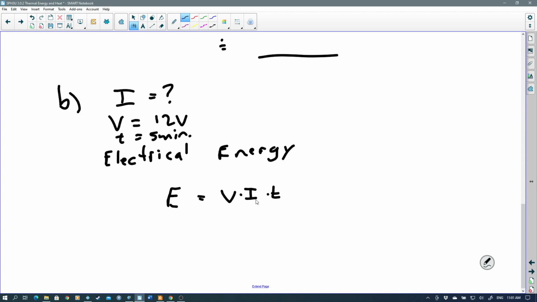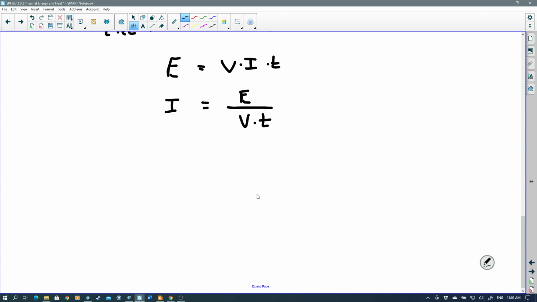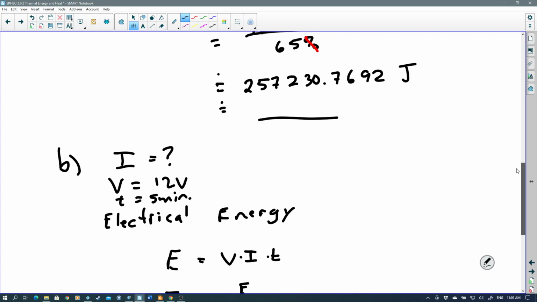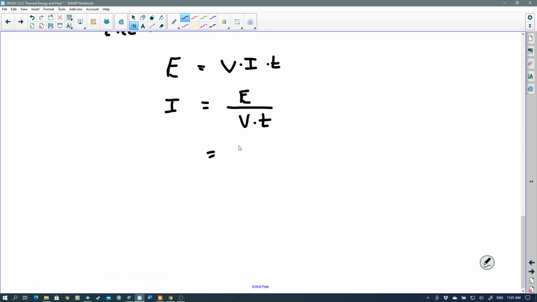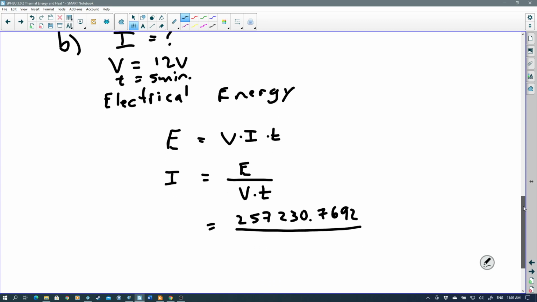Let's rearrange the equation to get I. I is equal to E divided by VT. And remember, this is a lowercase t, so it is the time. Our energy value is going to be the energy that we calculated right here: 257,230.7692, all divided by our voltage times our time.